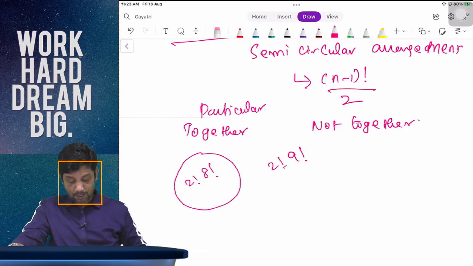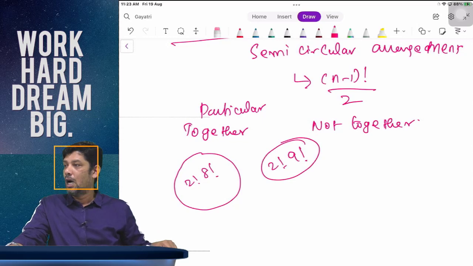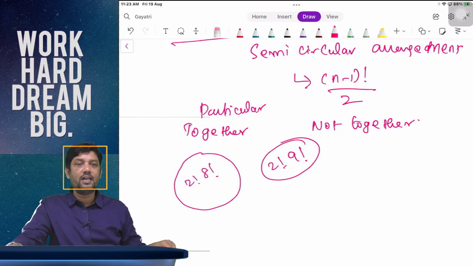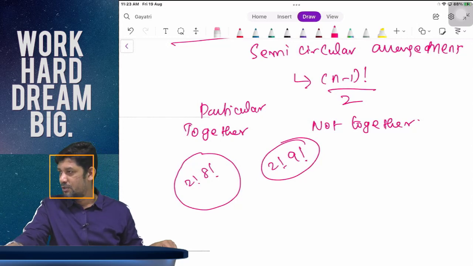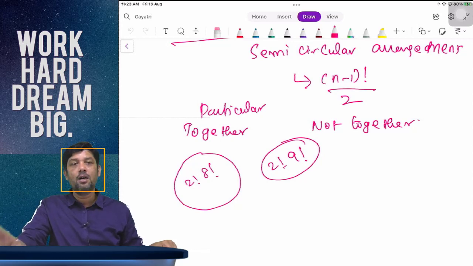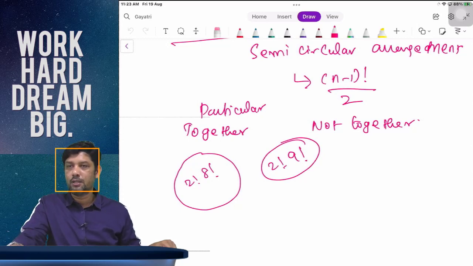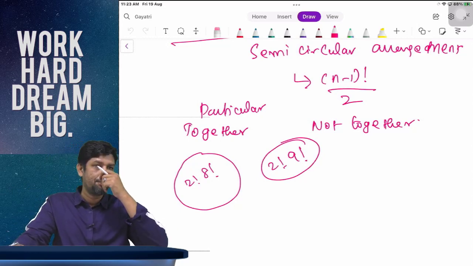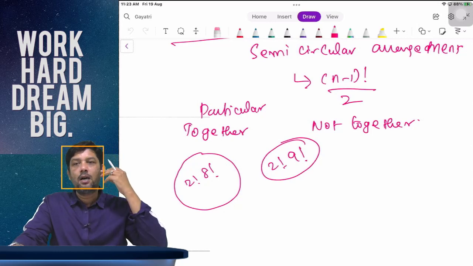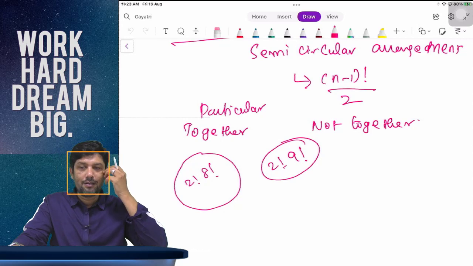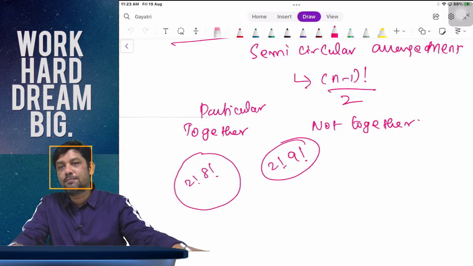Is that right? Now, same question. Amalapal always wants to sit on the right side of Dhanush. They are together. They always want to sit next to each other. But Amalapal always sits on the right side of Dhanush. Now, in how many ways can it be arranged? Say it loudly. 8 factorial is the right answer.